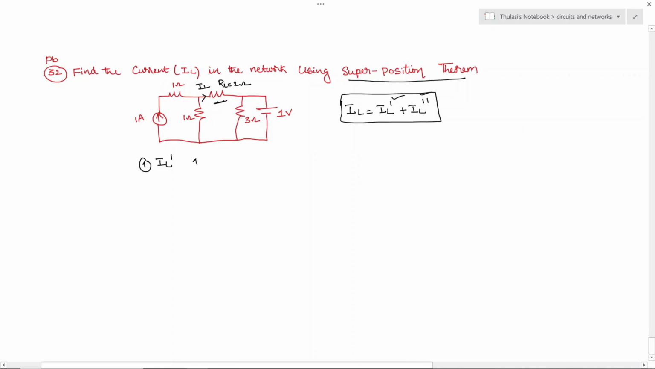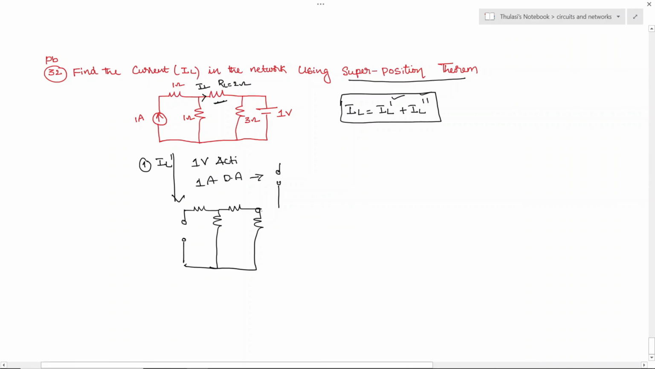The 1 volt source is activated and the 1 ampere source is deactivated, which is nothing but I have to perform an open circuit here. So redraw the same network. Here we are going to make an open circuit, and this is the branch where we require the current.